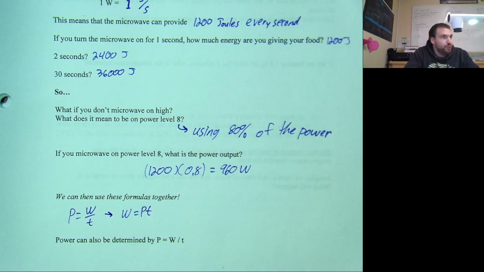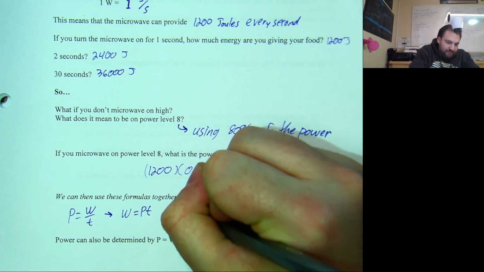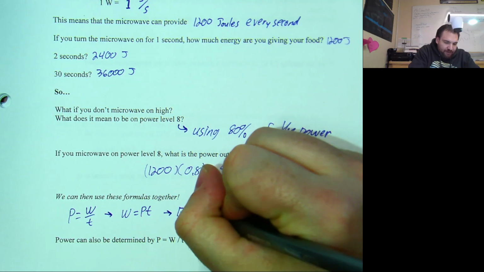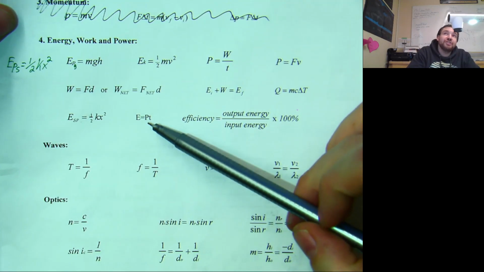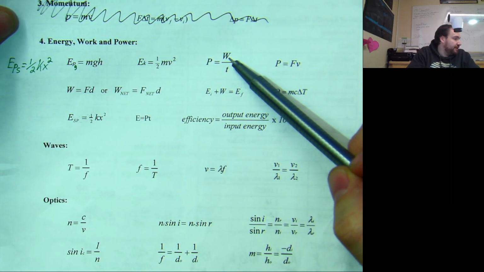The amount of work you do on something, what are you giving the thing that you're doing work on? Energy. Thank you. So I can rewrite this as energy, the amount of energy we've given, is equal to the amount of power times the length of time. This formula is actually right here on your formula sheet. E equals PT. It comes from P equals W over T.